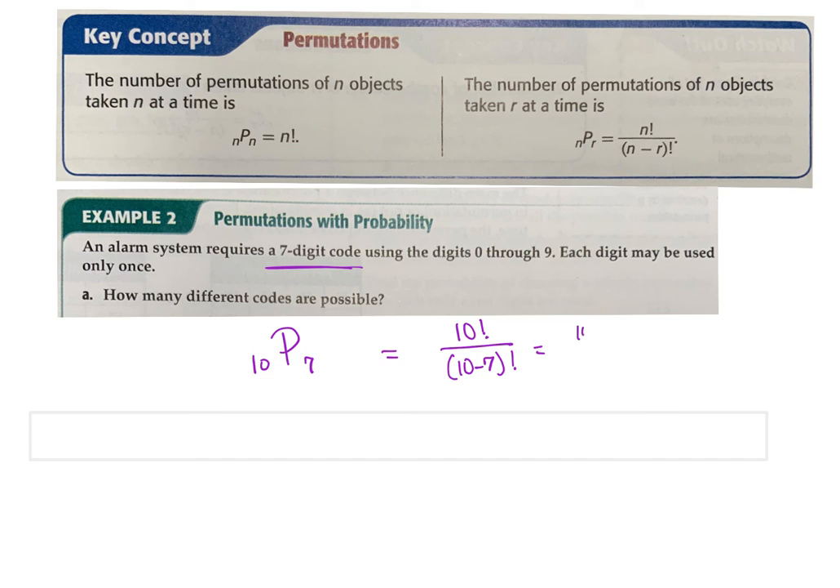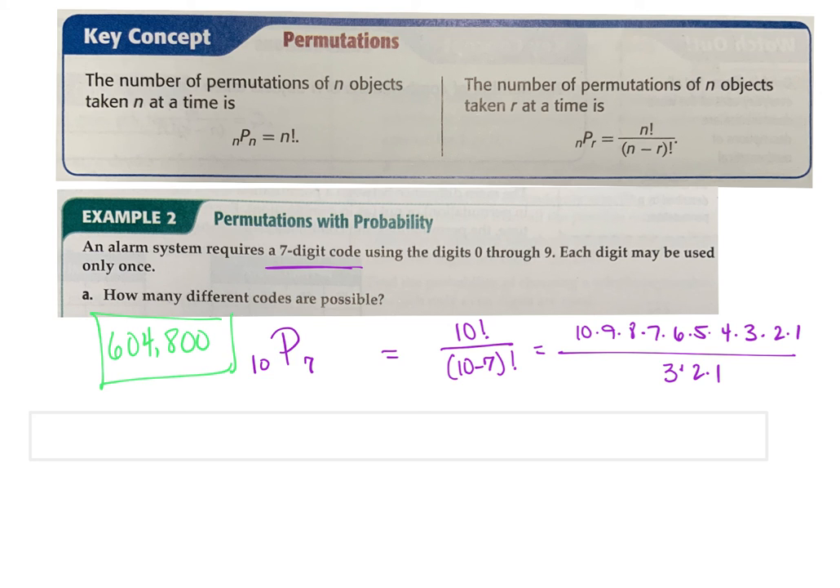So that's going to be this guy right here, all over 10 minus 7, which is 3 factorial, which is 3 times 2 times 1. All right? That's what that formula tells me. And when you calculate it, you get a ginormous number here. That's how many different codes you can have for that alarm system. That's a lot, by the way.